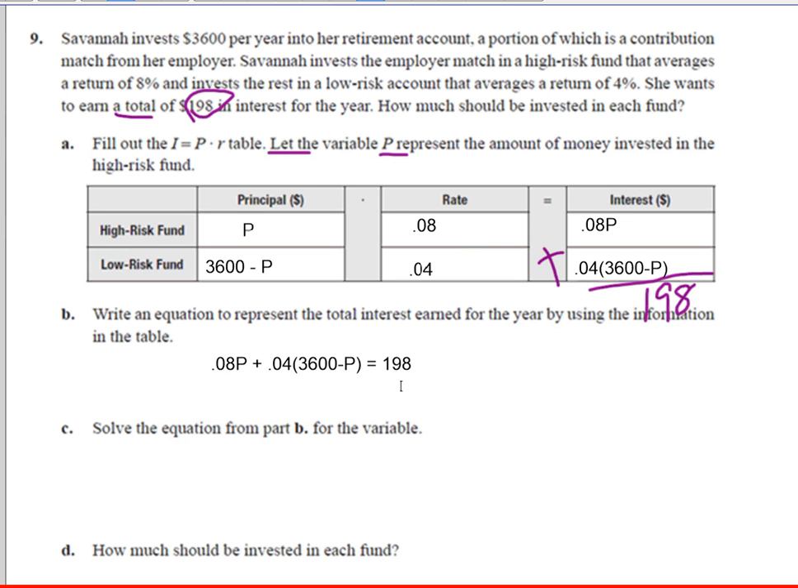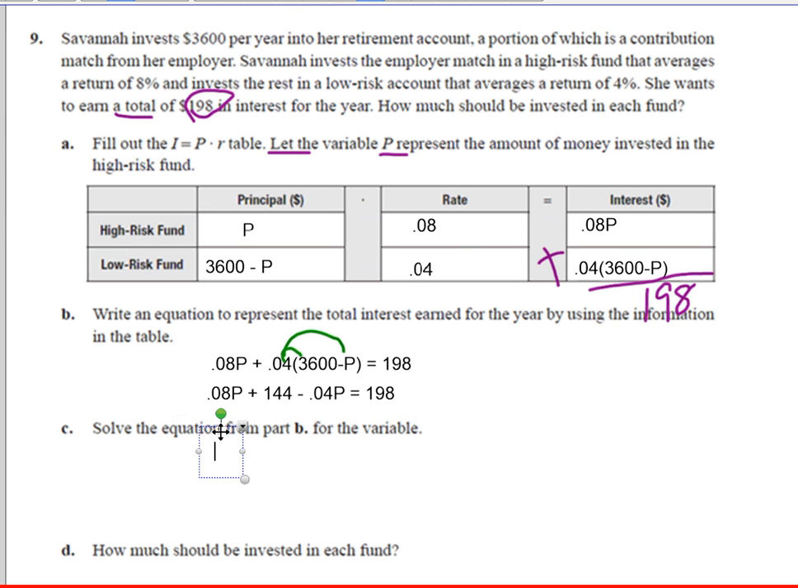Okay, so let's keep working it to solve it. First things first, we'll get rid of our parentheses. So we'll distribute our 0.04 through the parentheses. So the 0.08P stays the same. And then 0.04 times the 3,600 will give us 144. So then that's minus 0.04P equals 198.